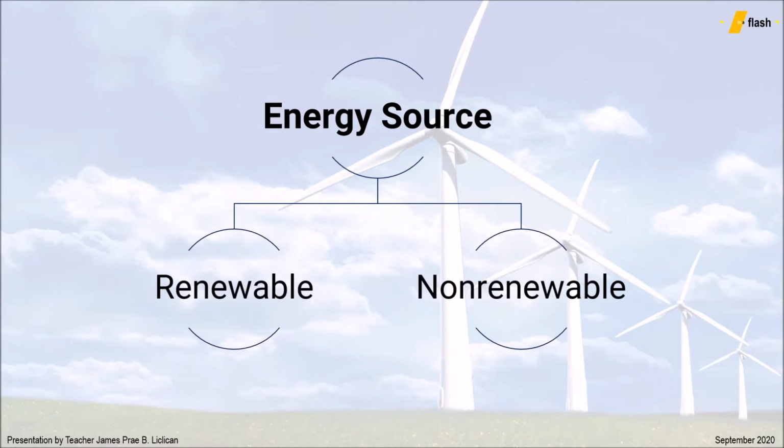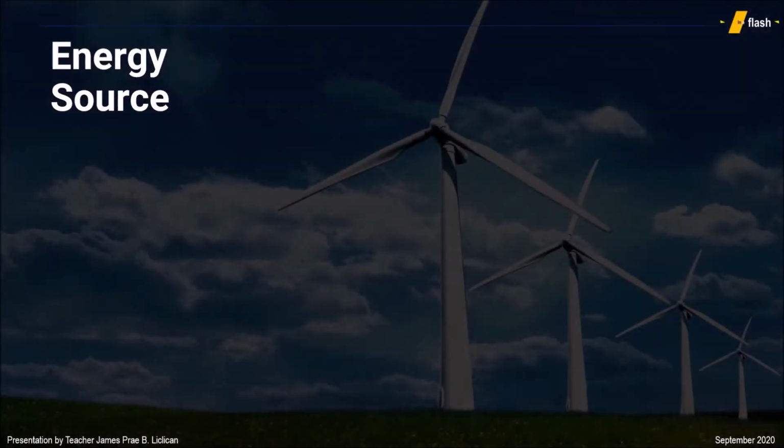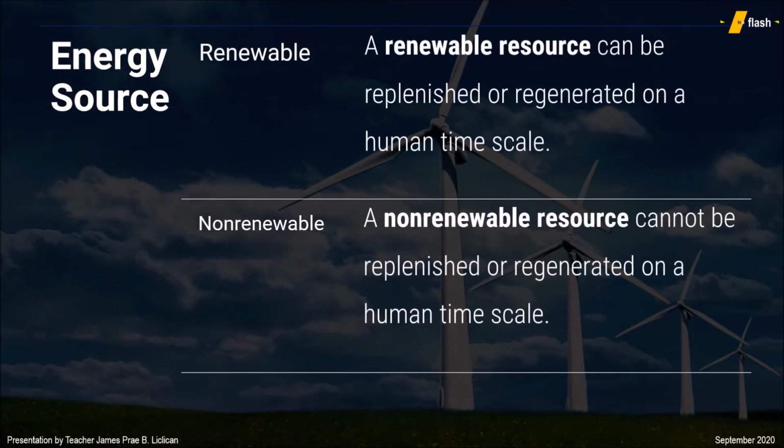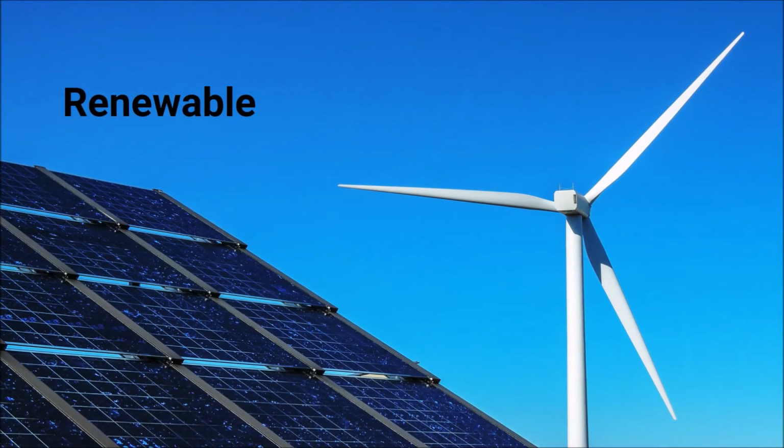There are two types of energy resources: renewable resources and non-renewable resources. Renewable resources are energy resources which can be replenished or regenerated within a human time scale, while non-renewable resources take more than a human lifetime, possibly even thousands of years, for such resources to be replenished or regenerated. What do we use these resources for?